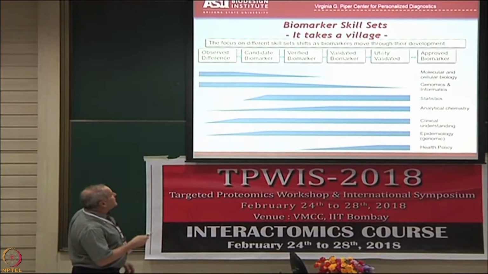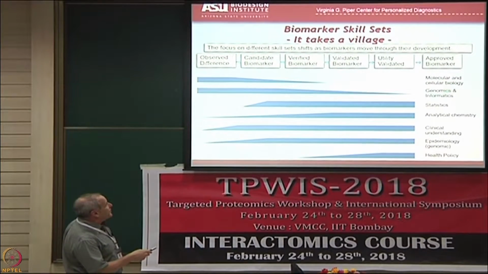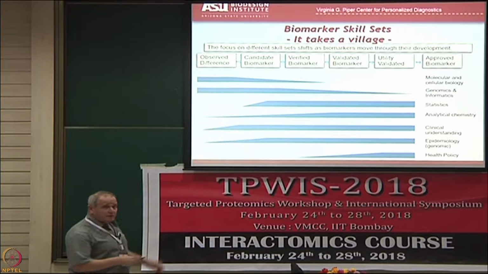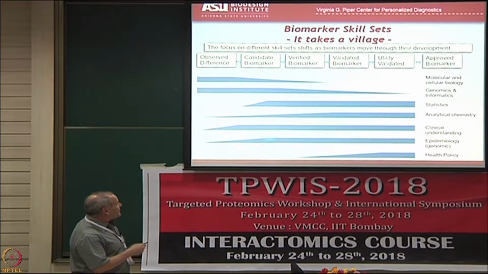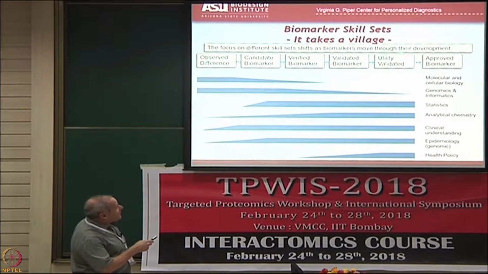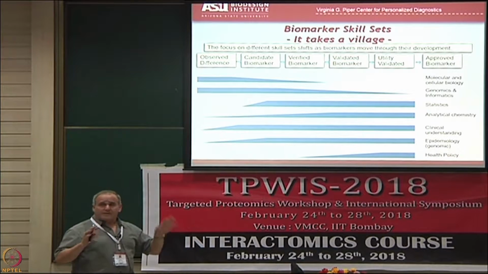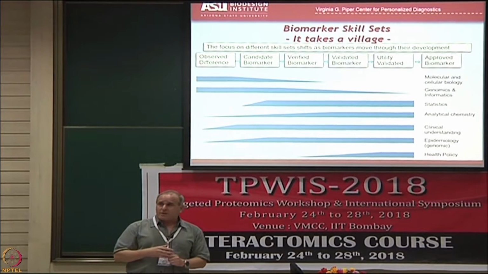Early on, you need to do these first studies, so you need people with molecular and cellular biology experience. Throughout the study, but especially at the beginning, you'll need genomics and informatics. As you go further into the study, you need good statistics. You need to develop strong, robust markers that do well in the clinic. You need good analytical chemistry. Obviously, you need good clinical understanding and understanding of epidemiology. And then when to use these markers depends on looking at health policy. So at different stages of the game, you're going to need different experts. But throughout the whole process, you're going to need a lot of experts.